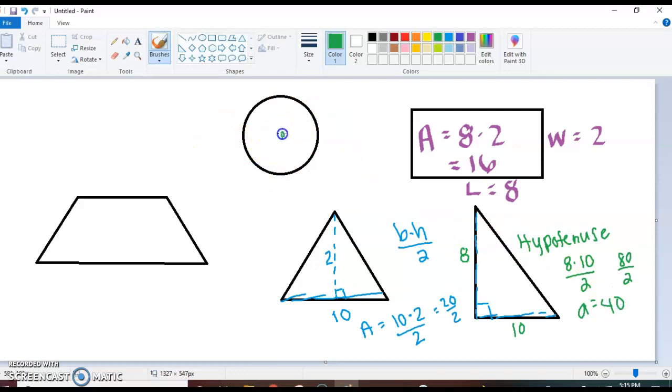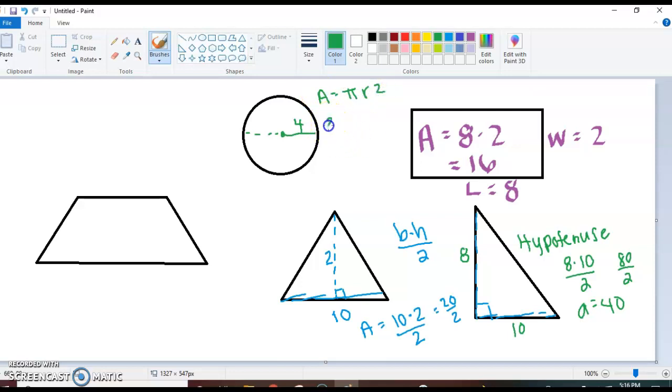All right, with a circle, you need to know the radius. The radius goes from the center to the edge. The diameter goes all the way across. So if this radius is 4, your diameter would be 8 because it's 4 over here and another 4 over here. So the area of a circle is pi times the radius squared.